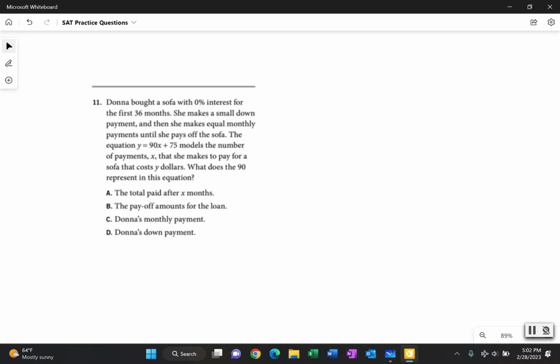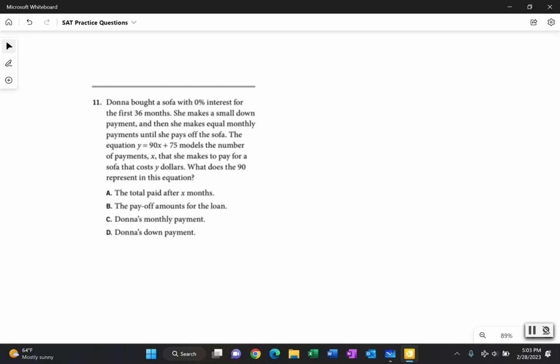Donna bought a sofa with 0% interest for the first 36 months. She makes a small down payment and then she makes equal monthly payments until she pays off the sofa. The equation y equals 9x plus 75 models the number of payments x, so x is the number of payments she makes, for a sofa that cost y dollars. What does the 90 represent in this equation?